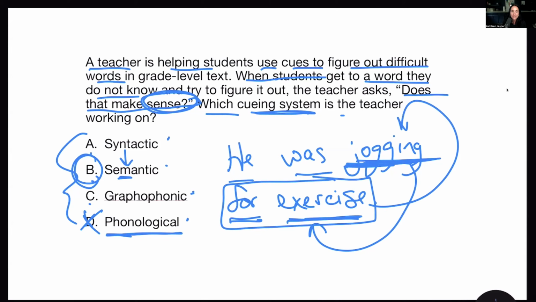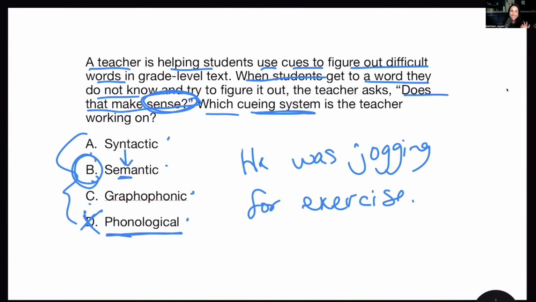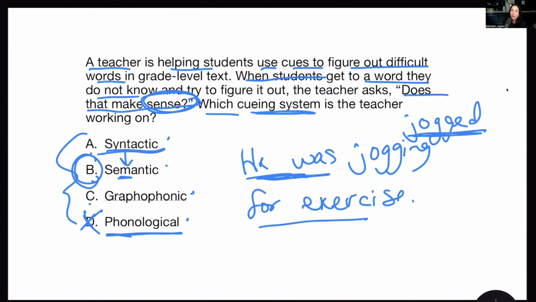That is going to be a semantic cue. Now, a syntactic cue has to do with syntax or grammar. Let's say it said "he was jogged." Maybe the student said "jogged" instead of "jogging." "He was jogged for exercise." That would be the wrong verb tense. "He was jogging" is the proper syntax. So if the student substituted the wrong -ed, the wrong grammar, that would be syntactic.